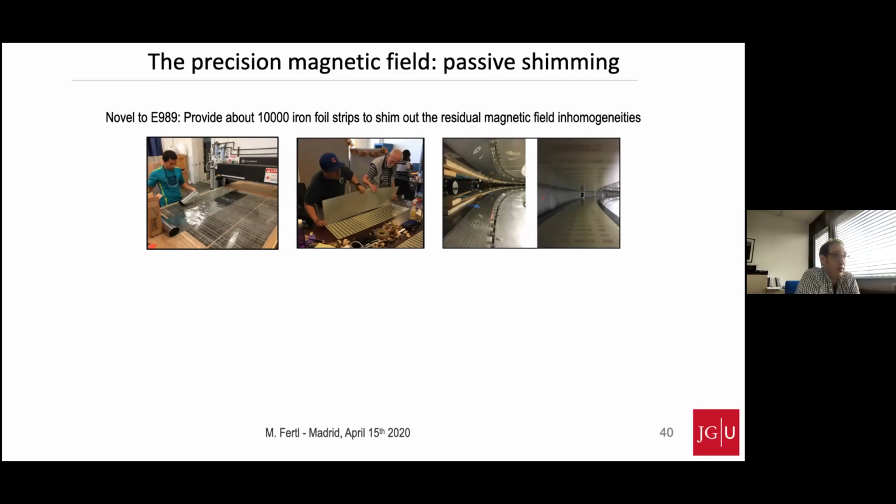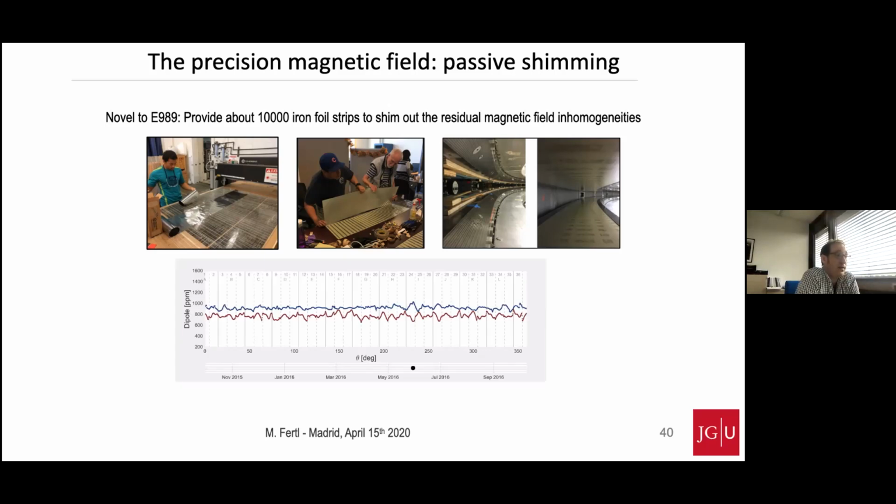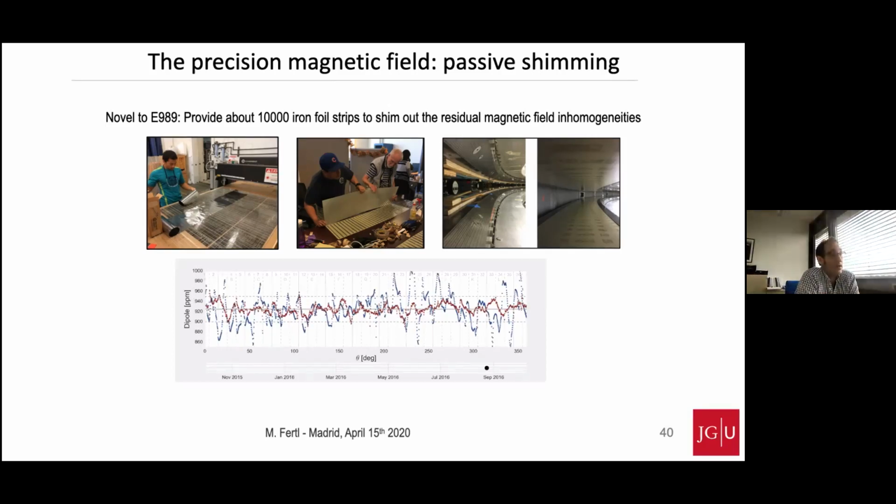Let me just give you an impression here of what we did in this video. In red is our magnetic field, in blue the one Brookhaven achieved. As we glued the iron strips on the pole faces, we were really able to nail down the magnetic field and homogenize it by a factor of roughly 3 better.